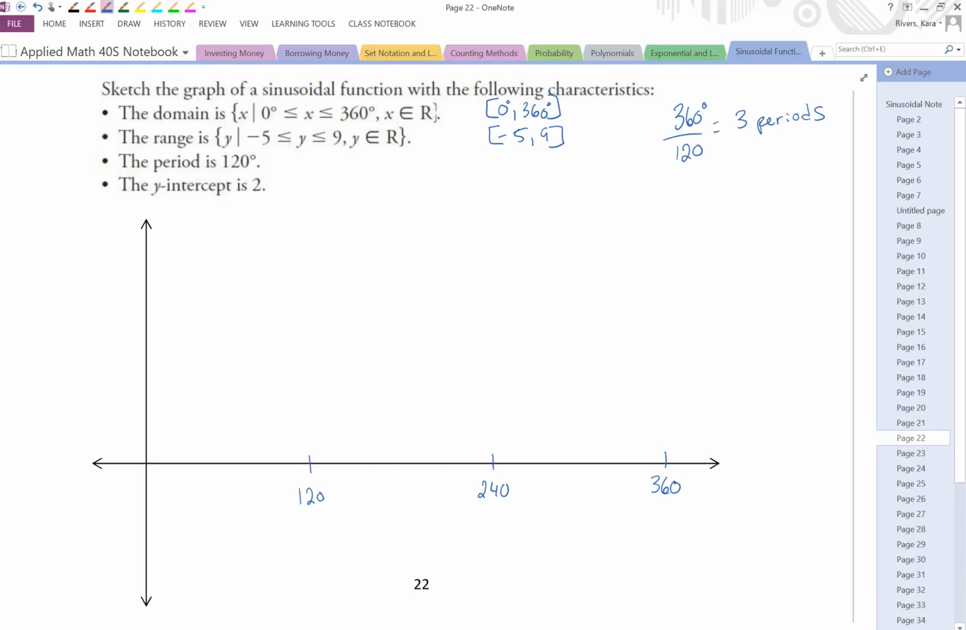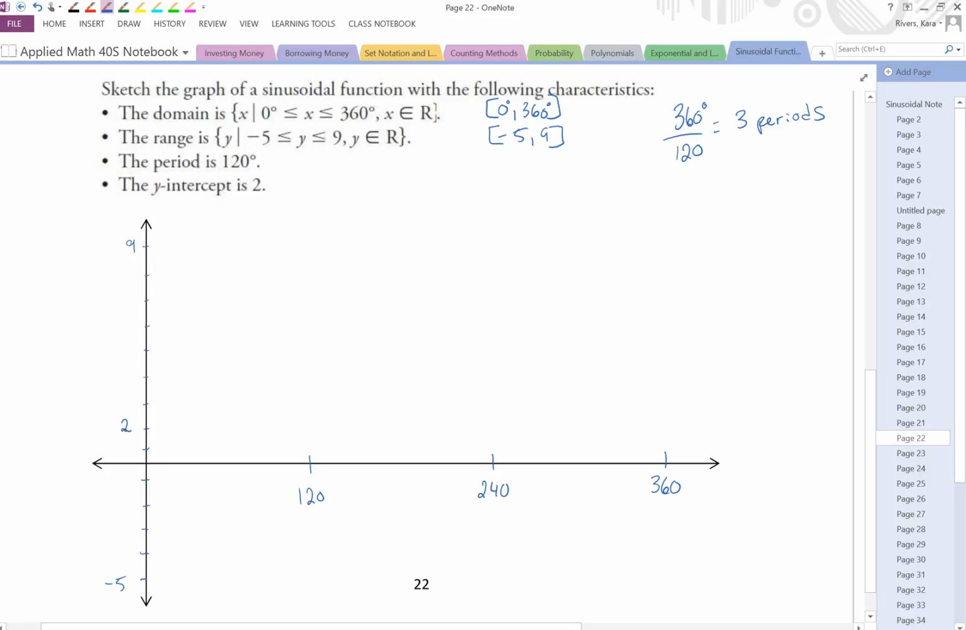All right, the y-intercept is 2. My min is -5 and my max is 9. So let's do that: 1, 2, 3, 4, 5, 6, 7, 8, 9. Just try to do your best to leave those evenly spaced, and the same in the other direction, down to -5. That's our lowest point. And 2 is important because that's our y-intercept.